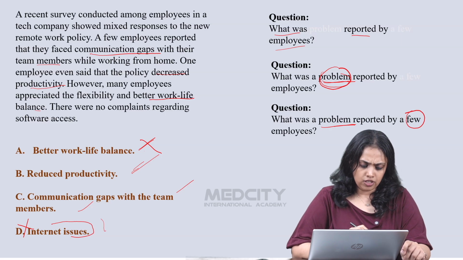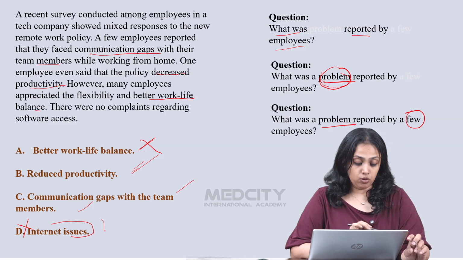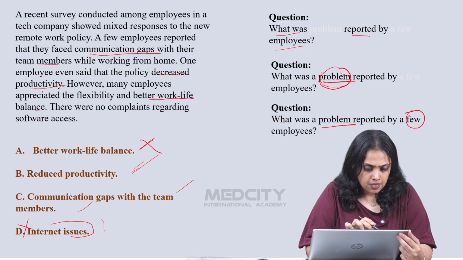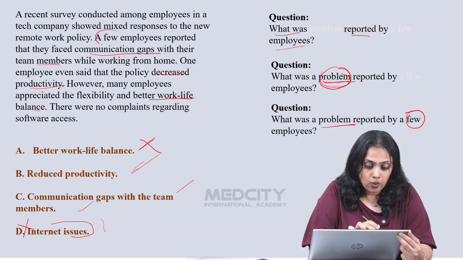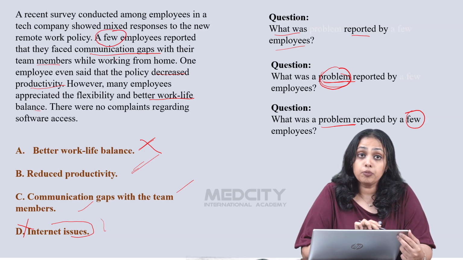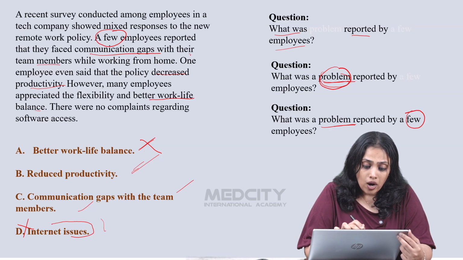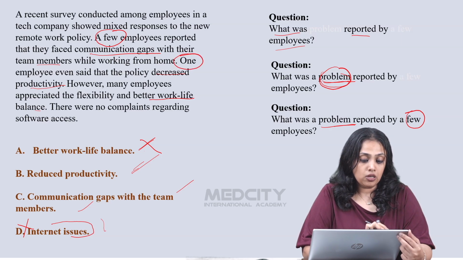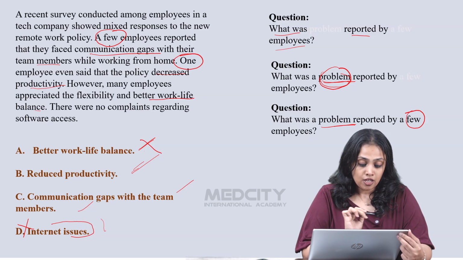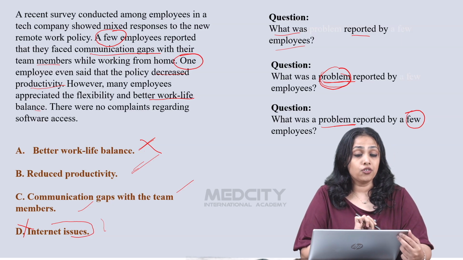So one problem is reduced productivity and another problem is communication gap. Let me go back to the text. What does the text say? A few employees reported that they faced communication gaps with their team members while working from home, and one employee even said that the policy decreased productivity. So this reduced productivity was reported by one employee.